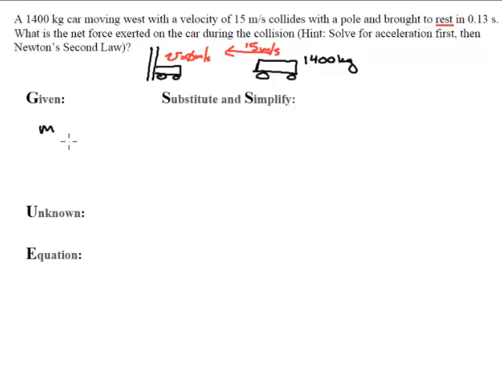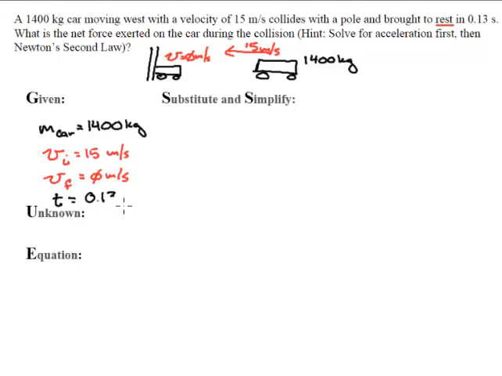First, the mass of the car equals 1,400 kilograms. The initial velocity of the car is 15 meters per second. The final velocity of the car equals 0 meters per second. And the time equals 0.13 seconds. Now, eventually, I want to know force, and that's going to be in the units newtons.